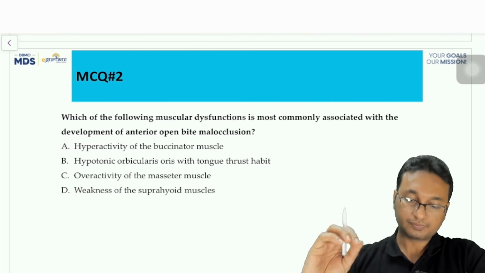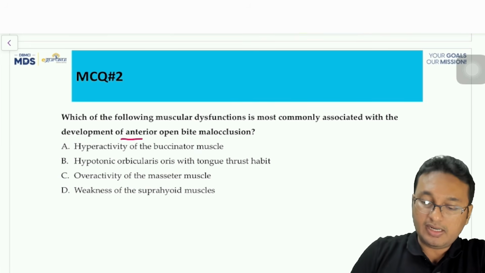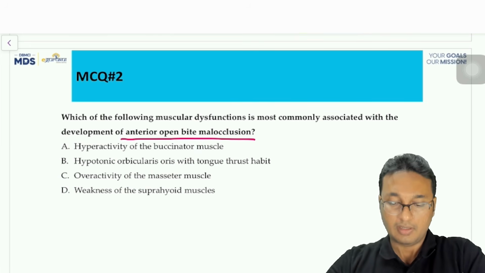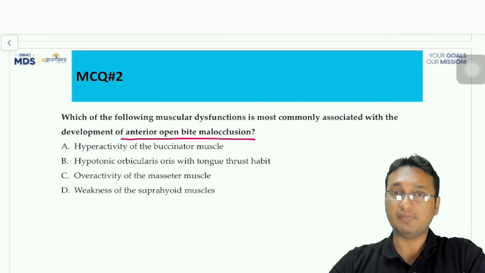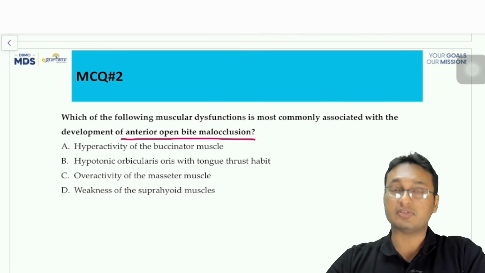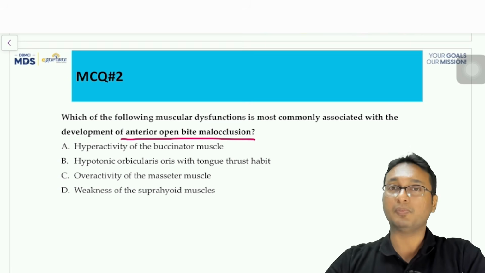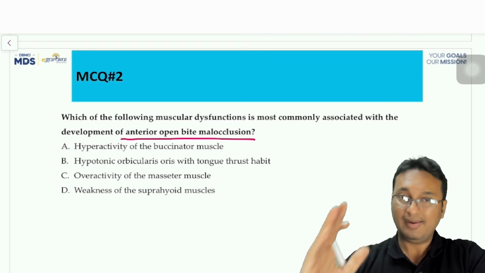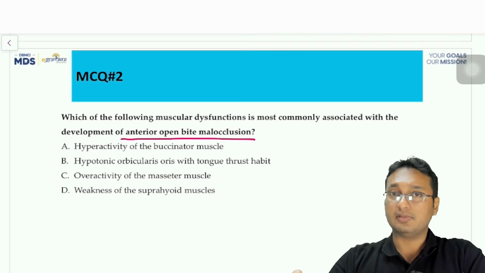Next question. Which of the following muscular dysfunctions is most commonly associated with development of anterior open bite malocclusion? I think again this is a simple question. Hyperactivity of the buccinator muscle, hypotonic orbicularis oris with tongue thrusting habit, overactivity of the masseter muscle, and weakness of the suprahyoid group of muscles. Now let's look at each option one by one. Hyperactivity of buccinator muscle, what do you think would be the sequel?